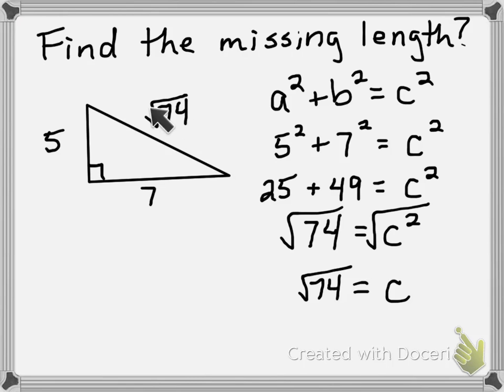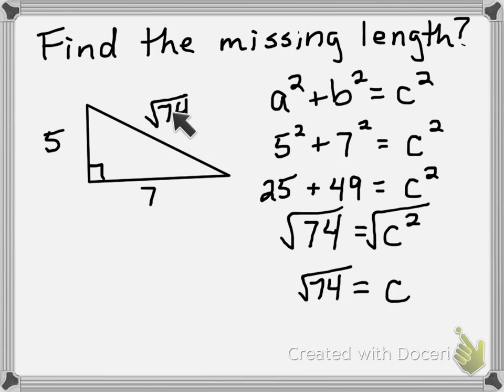Now that is a right triangle. Notice, it's perfectly okay to have a square root as your answer, and we're leaving it just like that. All I did was plug in the numbers I had and then solve for my missing value by using the Pythagorean Theorem.